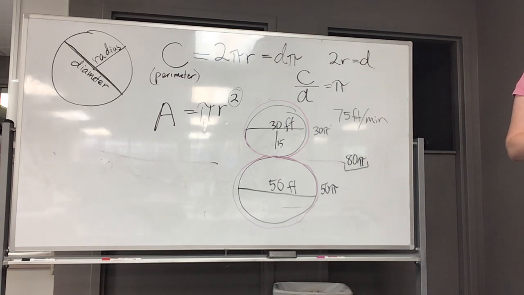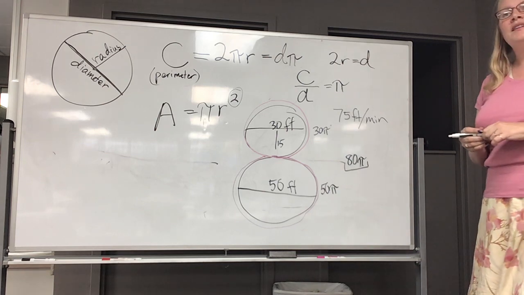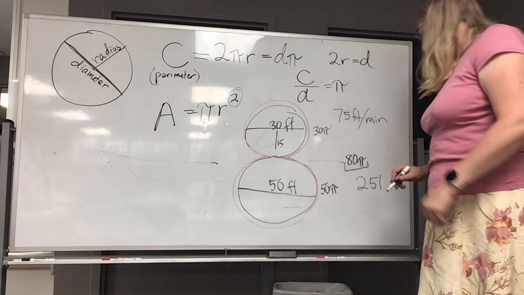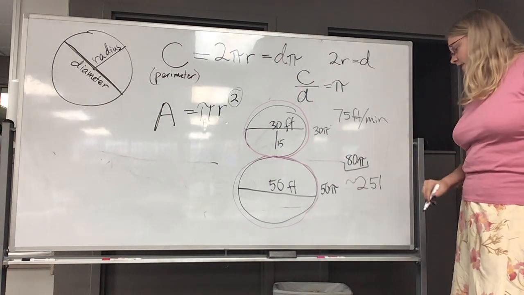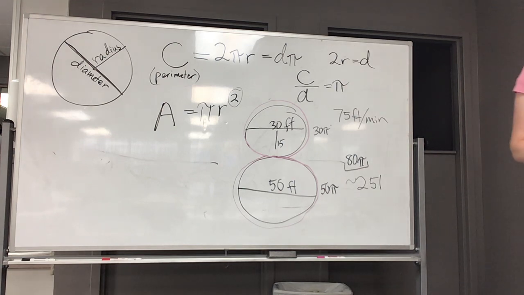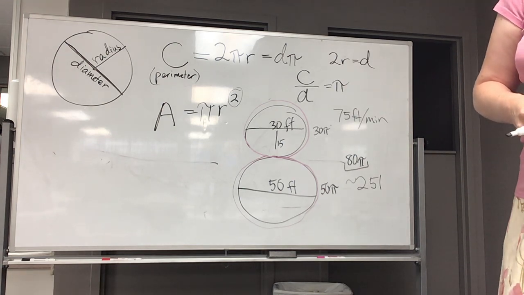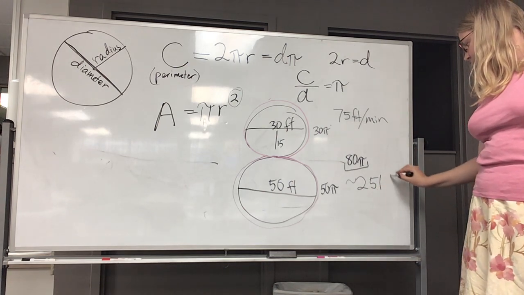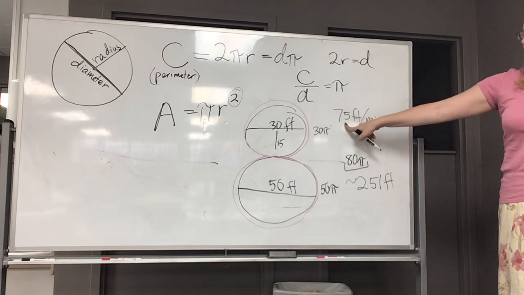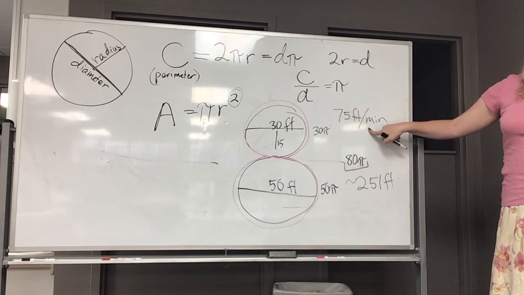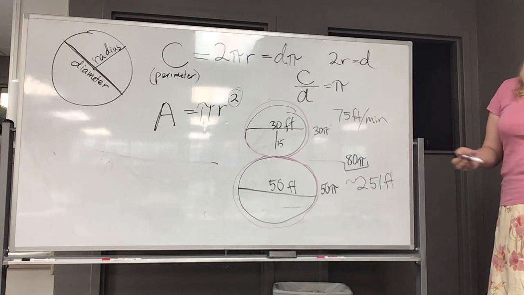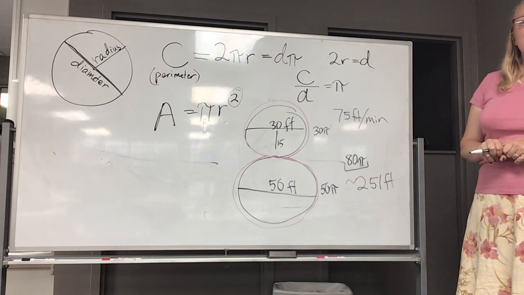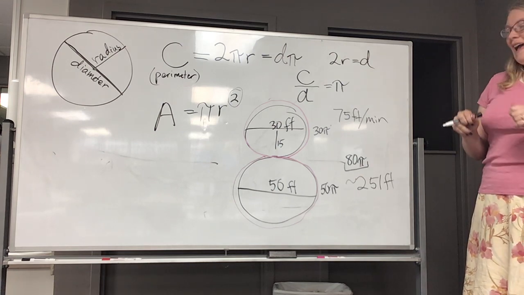So it's going to be something over 240. What did you get? 251. Okay, 251 approximately. So if it needs to travel 251 feet and it goes 75 feet per minute, how do we find out how long it takes? Divide? Okay, what are we dividing by? 251 divided by 75. Yes.